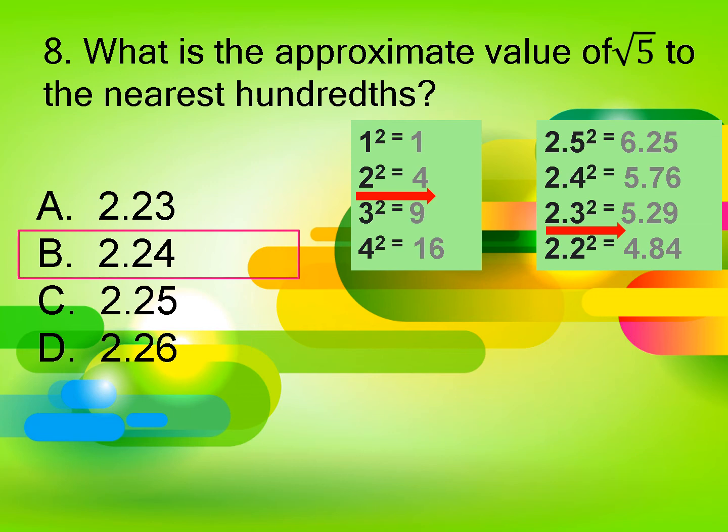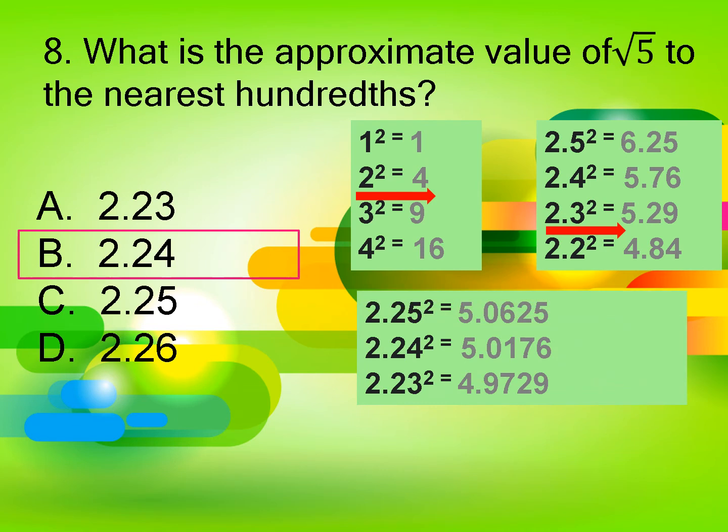But we will not stop here because it is asked in the problem that we will approximate the value of square root of 5 to the nearest hundredths. So we will have the numbers between 2.2 and 2.3. We have 2.21, 2.22, 2.23, 2.24, 2.25, 2.26, 2.27, 2.28, and 2.29.